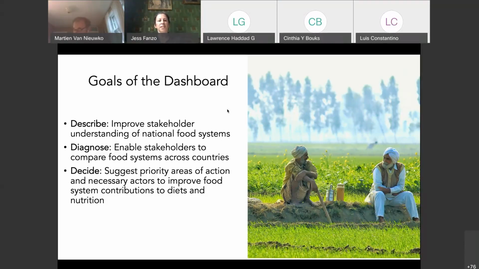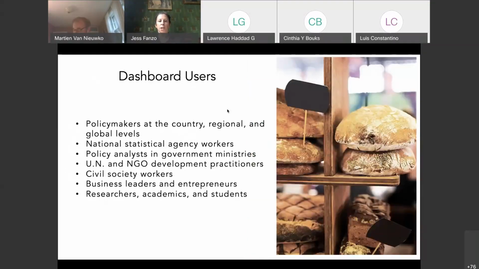What are the best policy actions to take to improve food systems? And we'll talk about that a bit later. We have many different users. We hope that everyone is able to use the dashboard and finds it useful. But of course, our main users are those working in countries, working in regions, working at the global level, who work on food systems. And policymakers are the key piece to that.